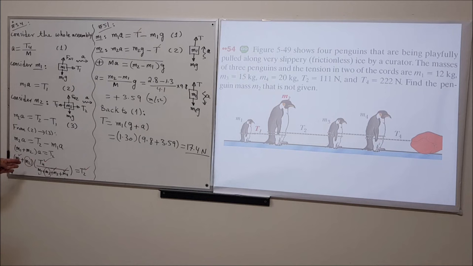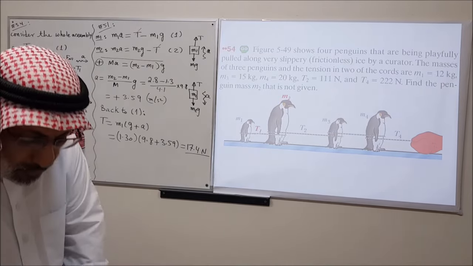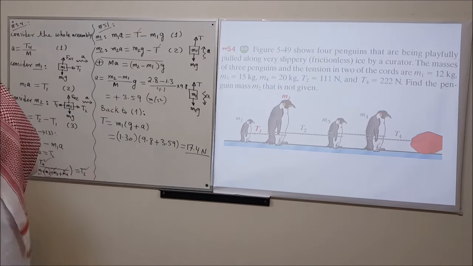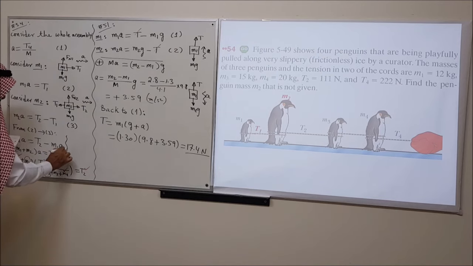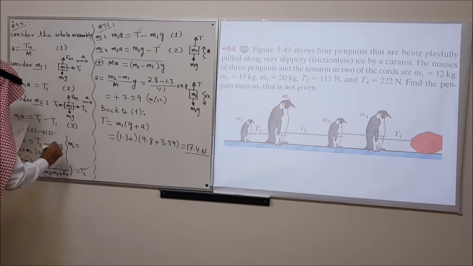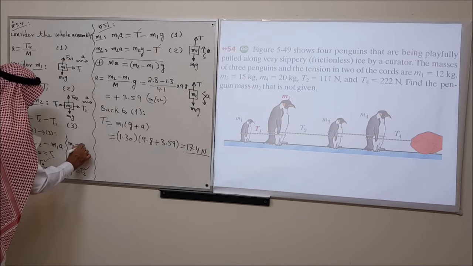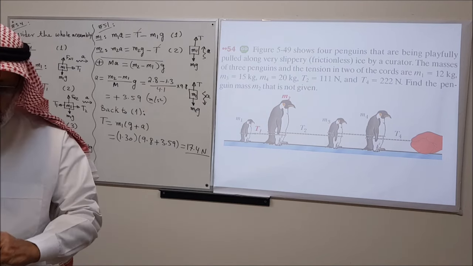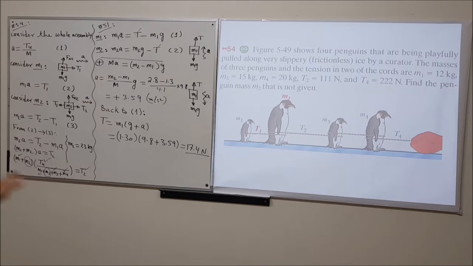It's a little bit of algebra, but otherwise it is straightforward. So solve this equation for M2, and if you do so, you will find that the mass of the unknown penguin, M2, is equal to 23 kilograms. Okay, there we have it. And this is a problem involving many tension forces together.